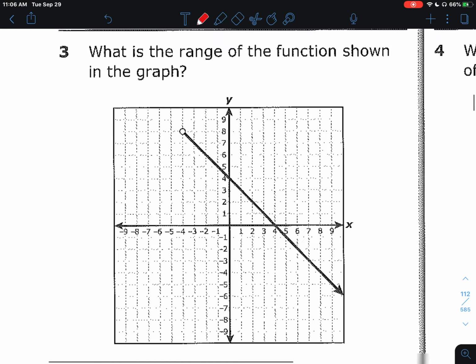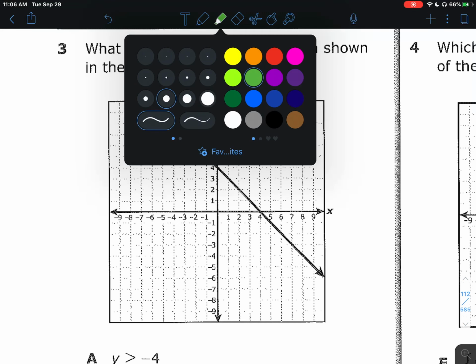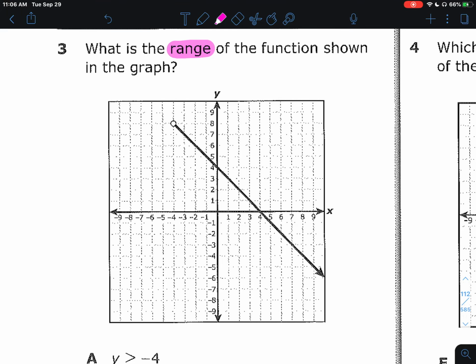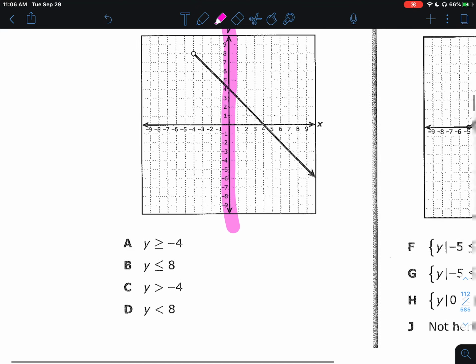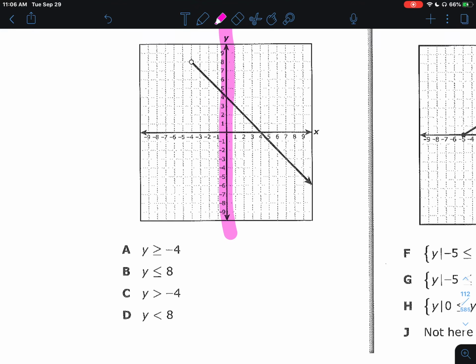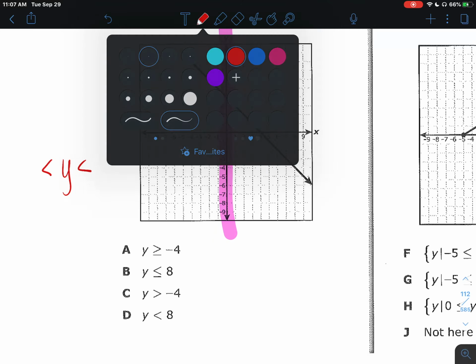Next one. Number 3, they want to know the range. That is my y values. So I look at my answer choices, and I see they wrote it kind of weird, right? And remember what I said, it usually looks something like this. But they didn't do that. Instead, they wrote just 1. So we're going to figure out why they did that. So let's go ahead and deal with this range.